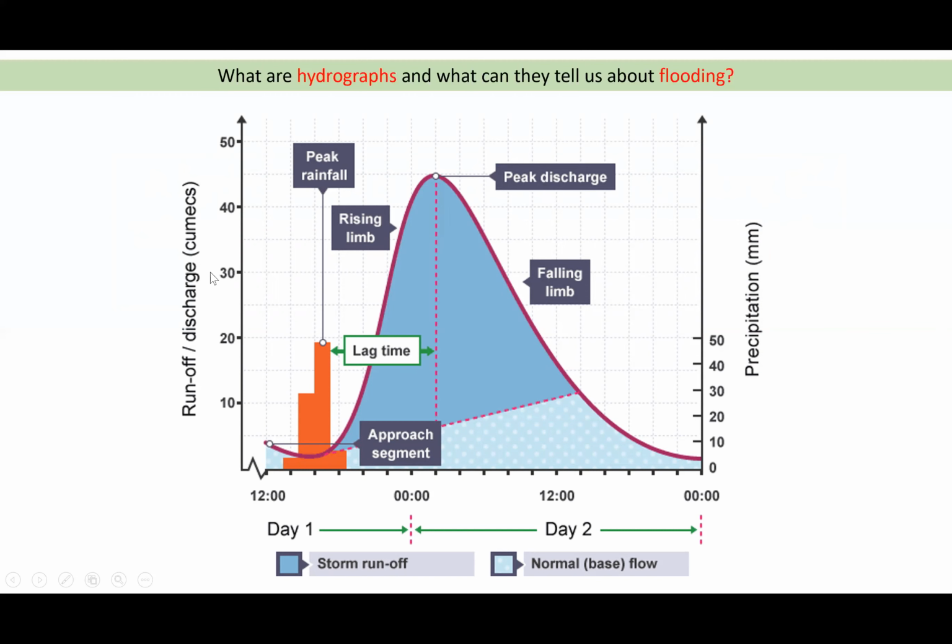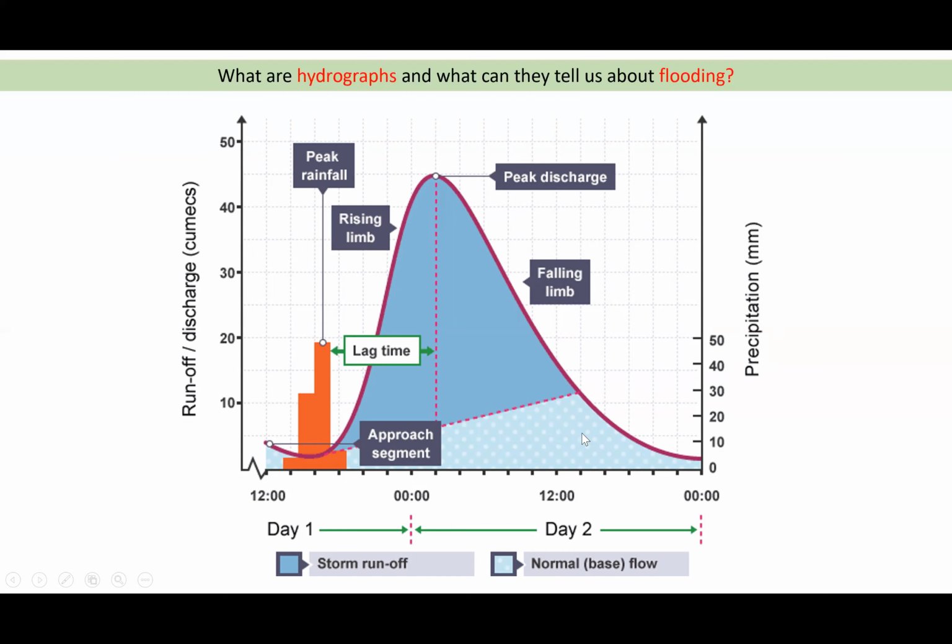We have got 3 axes, which sometimes makes it a little bit more confusing for people. Along the x-axis, we always have time. So when the flood event started, or when the rainfall started, and when the flood event finished. Then at this axis, we have precipitation or rainfall, and that's shown in millimeters. And in this axis, we have the runoff or the amount of discharge, and that's measured in cumecs.